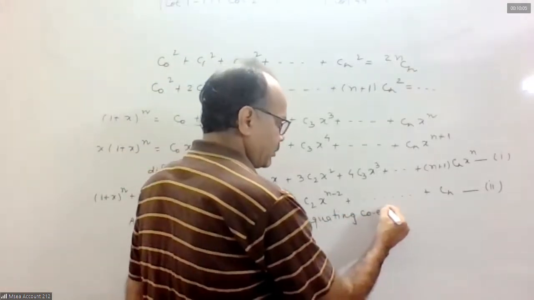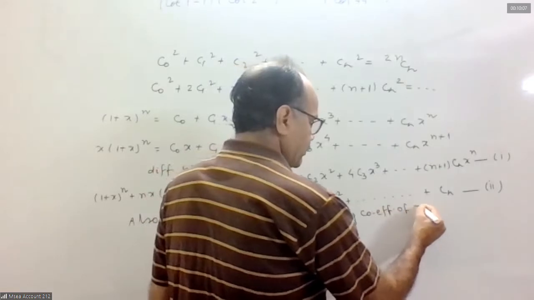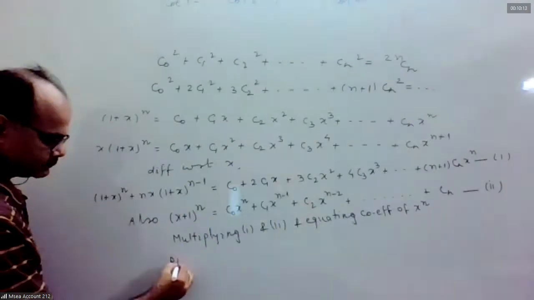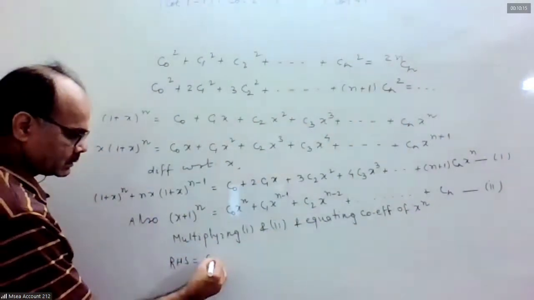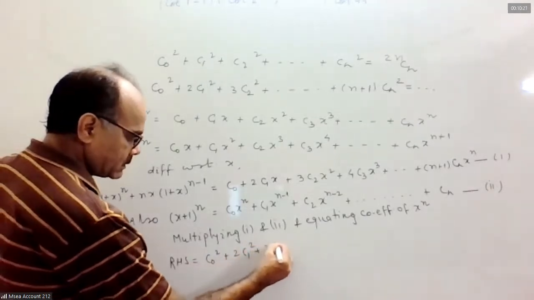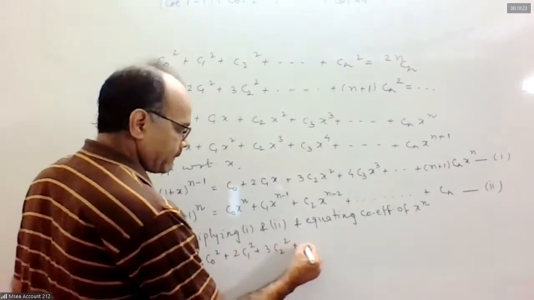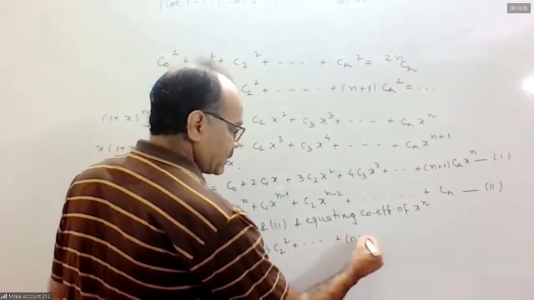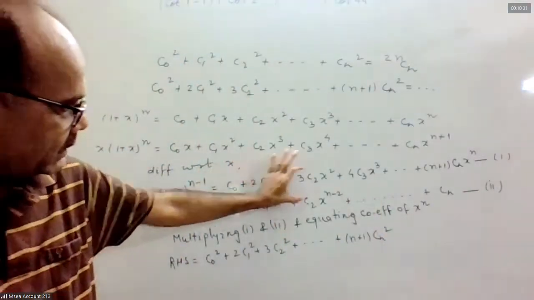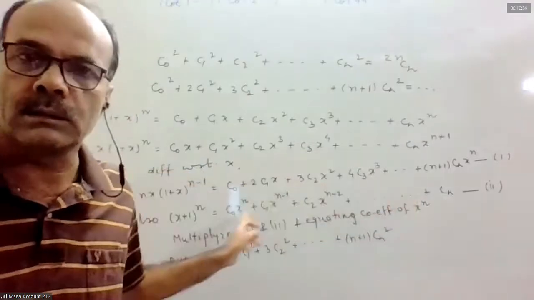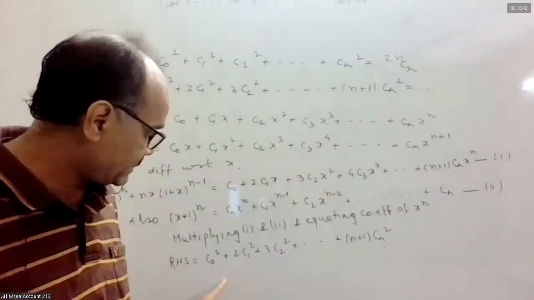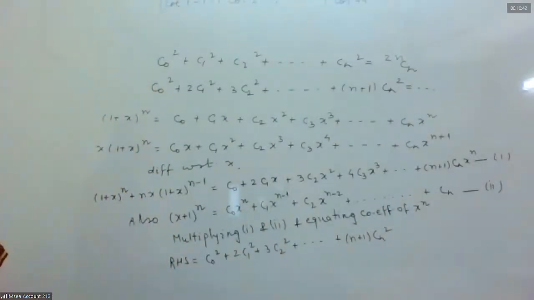Equating coefficients of x to the power n, RHS equals C0 square plus twice C1 square plus thrice C2 square, up to n plus 1 Cn square. There is no other term which will give us x to the power n except these. Now we have to calculate LHS.